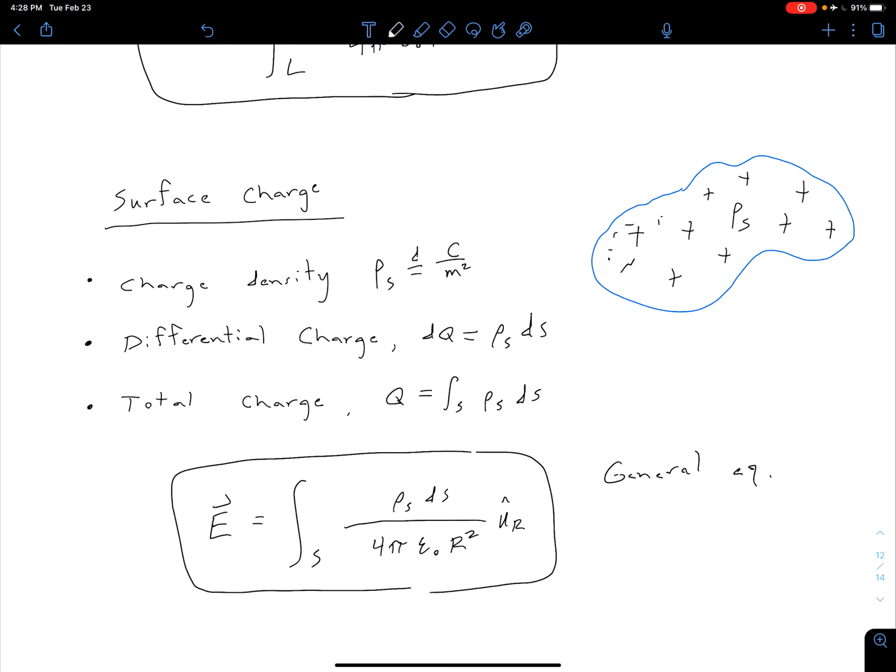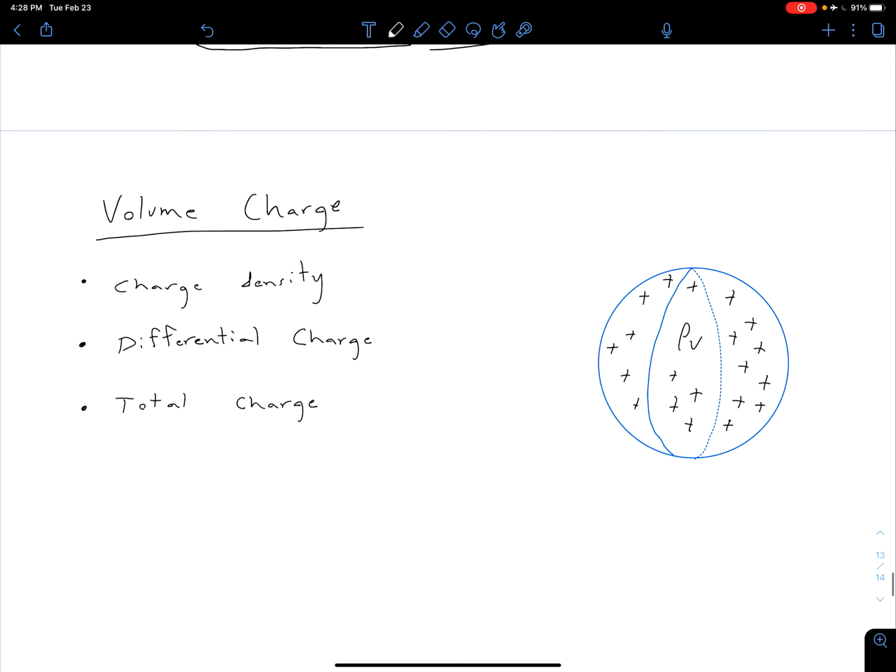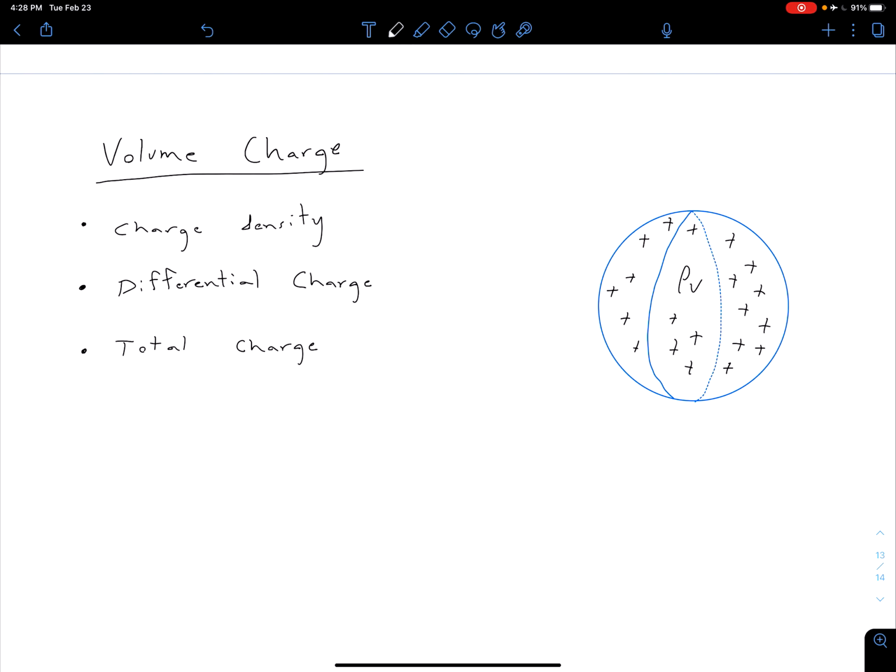The last type of charge distribution that we can have is a volume charge. I've already got our volume charge drawn over here. For instance, a sphere, of course, it could be any three-dimensional volume. We're going to represent our charge density as rho sub V. Again, keep in mind, all of these rho values are different than the rho for cylindrical coordinates. Dimensionally, our volume charge density is coulombs per cubic meter. We can describe the differential charge dQ as rho V times some differential volume dV, and our total charge is just equal to the integral of that dQ over the volume. So integral over the volume of rho V dV.